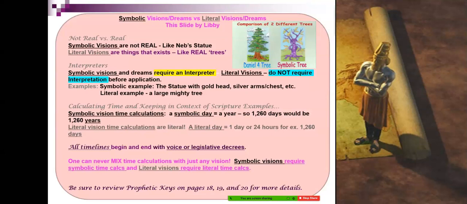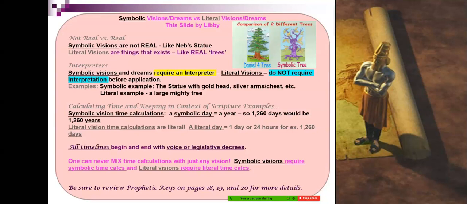So all timelines we will see begin and end with voice or legislative decrees. So that's with all timelines. They begin and end with voice or legislative decrees. One can never mix time calculations with just any vision. Symbolic visions require symbolic time calcs, like we just went over above, and literal visions require literal time calculations. So the references to the prophetic keys are on pages 18, 19, and 20. If y'all want to review those pages again, so we'll all be on the same page with that.